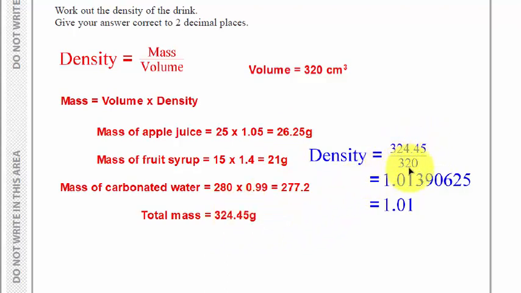Don't forget I've got to divide that by volume, because that's the mass now, that's the volume, and I get 1.0139065 on my calculator. The question says give your answer correct to 2 decimal places, so this rounds to 1.01.